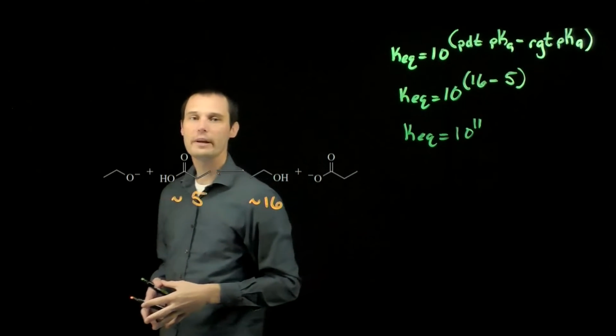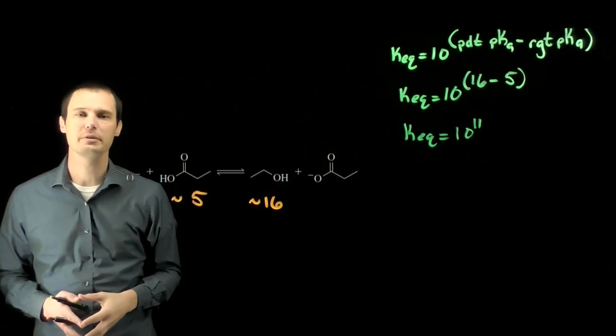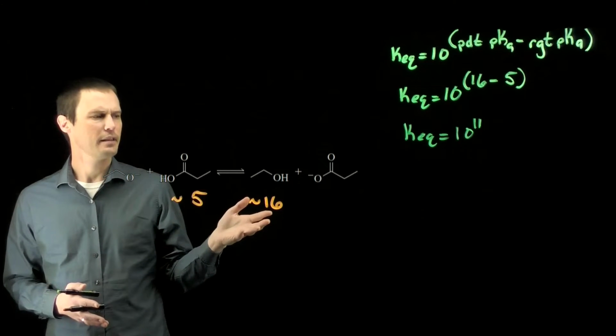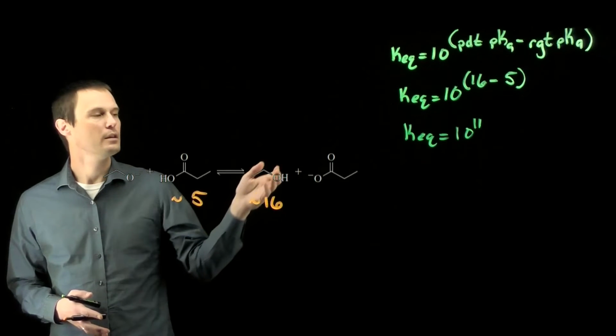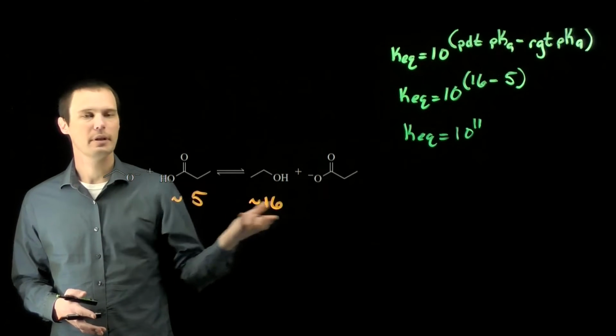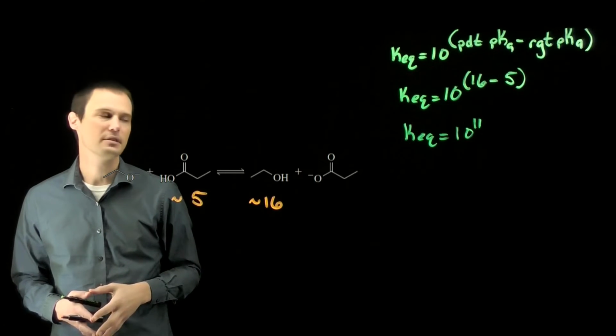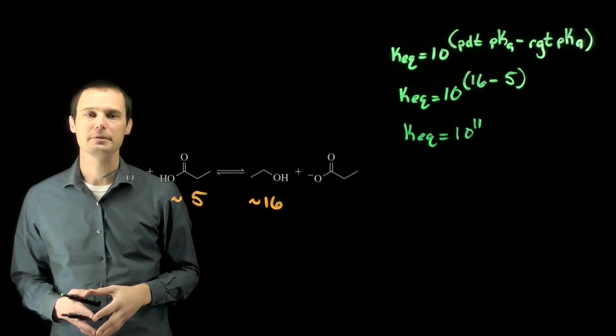10 to the 11th is greater than 1. That means the product side of the equilibrium is favored. But why? The product side of the equilibrium is favored because the products have the weaker acid and the weaker base. The O- that is resonance stabilized is more stable than the O- that is not resonance stabilized. That makes this the weaker base.